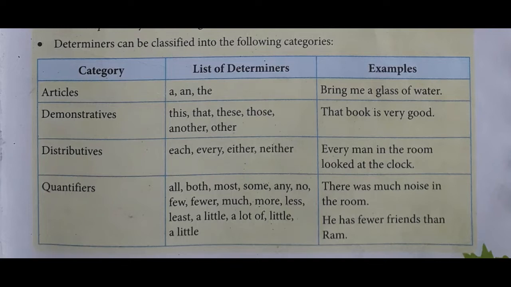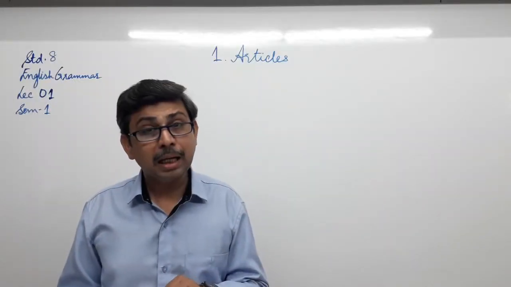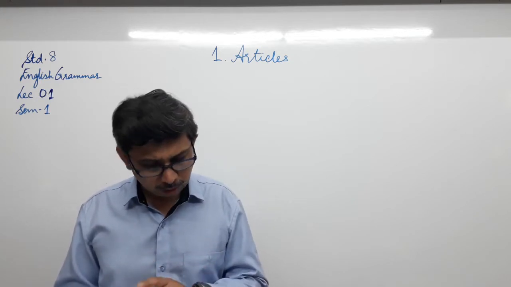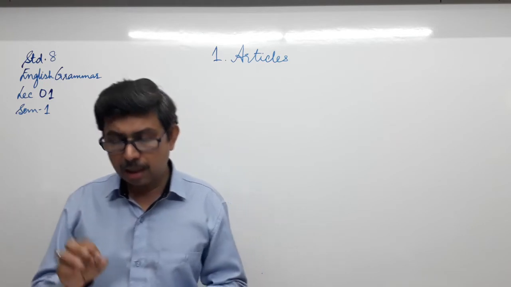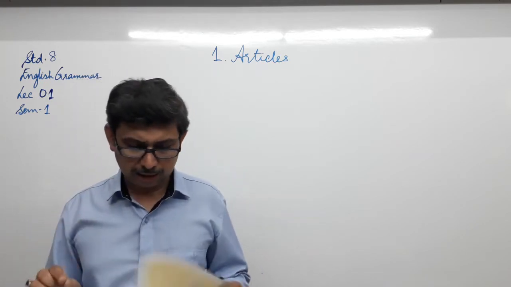Well, have a quick look at quantifiers, showing the quantity of something. Words like all, both, most, some, any, no, few, fewer, much, more, less, least, a little, a lot of, little and a little are all examples of quantifiers showing quantity of something. Quantifier is a kind of determiner. So altogether there are several kinds of determiners, of which article is one. Therefore, we can rightfully say that determiners, words like a, an and the, are called articles.